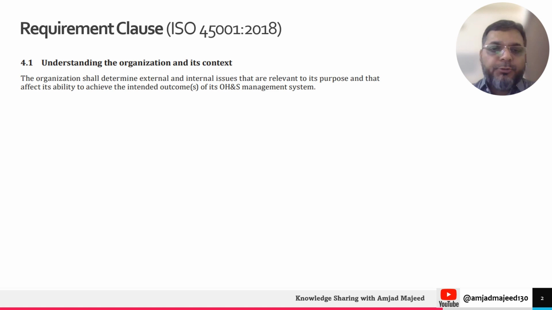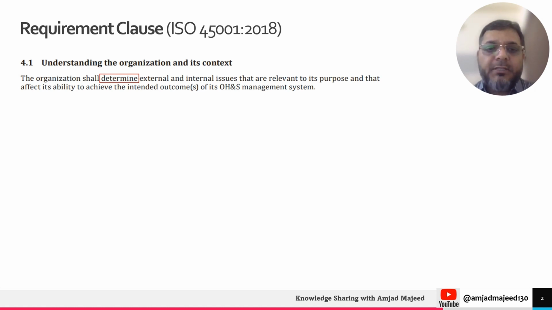So let us go through quickly clause number 4.1, that says the organization shall determine external and internal issues that are relevant to its purpose and that affect its ability to achieve the intended outcome of the occupational health and safety management system. So before we move on, let's quickly go through the words used by the clause. First word is determine. What do we mean when you say determine? You can say establish, decide, explain, specify, or identify. You can use any meaning in reference with that.